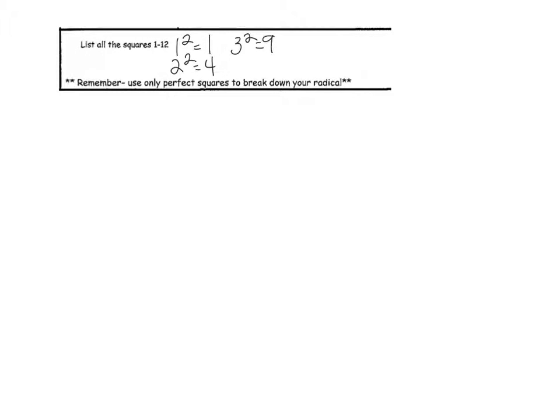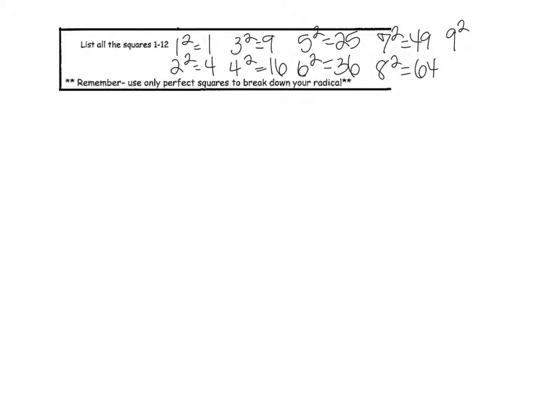And I erased it on the sideboard for a reason. This needs to be memorized. Tomorrow you have a quiz on it. So let's go through 12. 4 squared equals 16. 5 squared equals 25. 6 squared equals 36. 7 squared equals 49. 8 squared equals 64. You guys have these all memorized already?